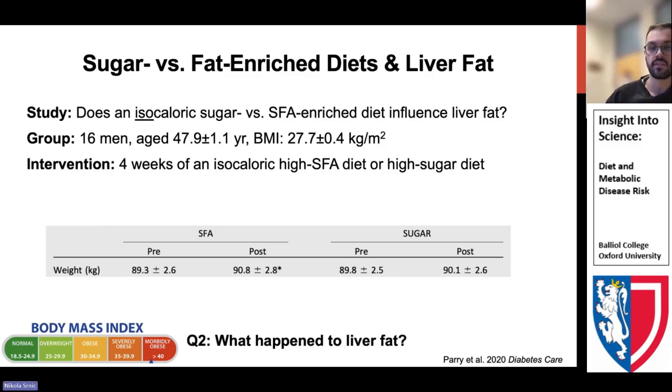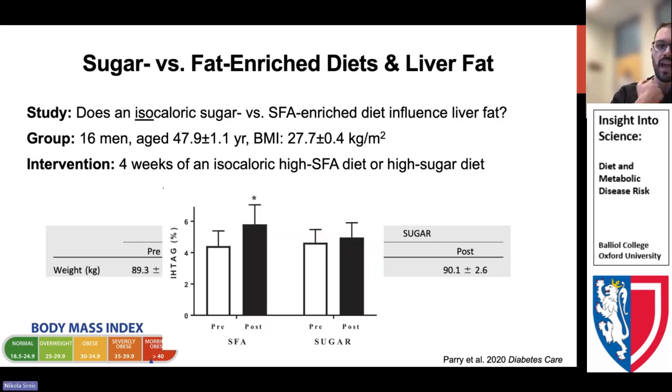Did it go up? Did it go down? Did it stay the same? So if we look at it here, on the left, we can see the people who consume the high saturated fat diet. On the right, it's the high sugar diet. And the people who consumed the high saturated fat diet had a significant increase in their liver fat accumulation that we didn't see in the people who consumed a high sugar diet.